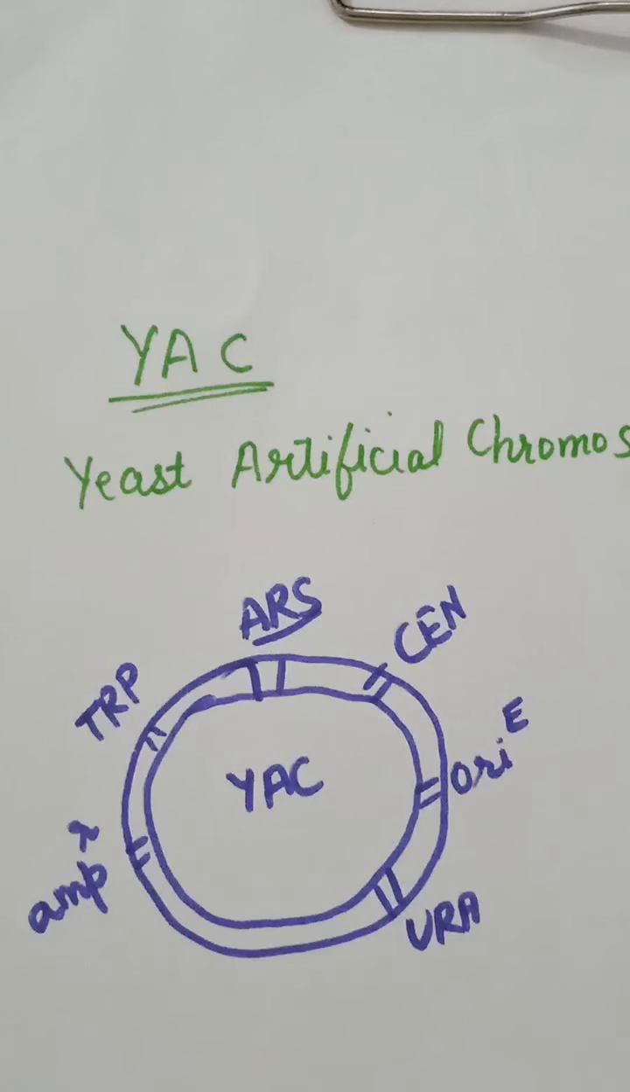They have the necessary sequences from an E. coli plasmid also. As I told you, the telomeric sequence of the yeast chromosome is also present. Selectable marker genes are present. The LEU2 gene is also present, which codes for leucine. So all these genes are present in the YAC vector.